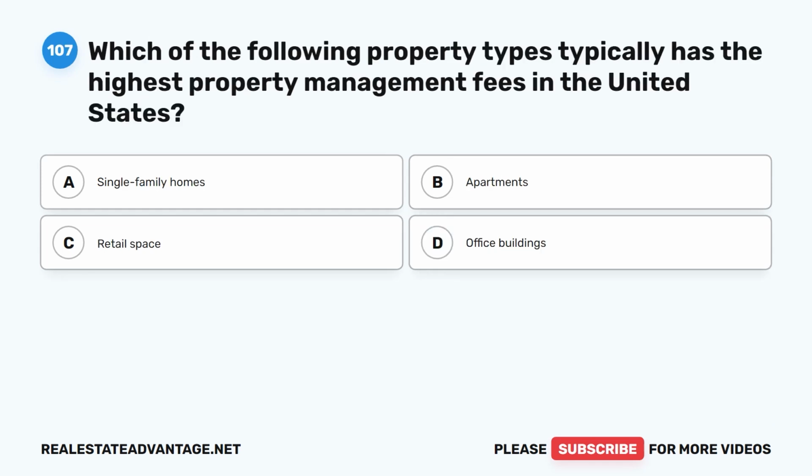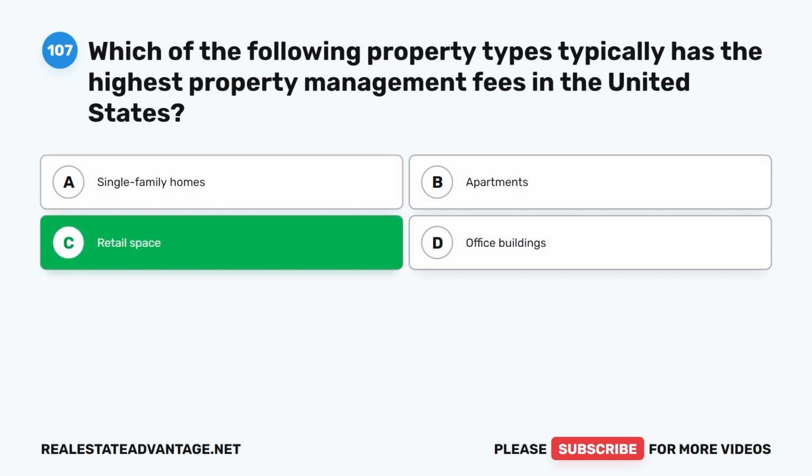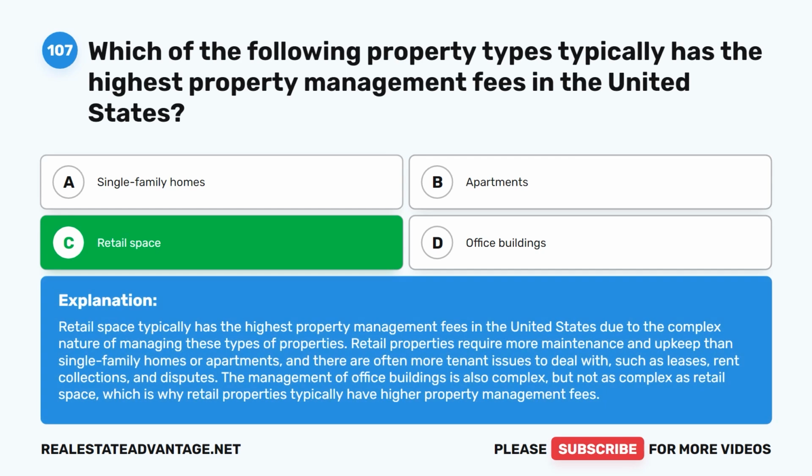Question 107. Which of the following property types typically has the highest property management fees in the United States? A. Single-family homes. B. Apartments. C. Retail space. D. Office buildings. The correct answer is C. Retail space. Retail space typically has the highest property management fees in the United States due to the complex nature of managing these types of properties.